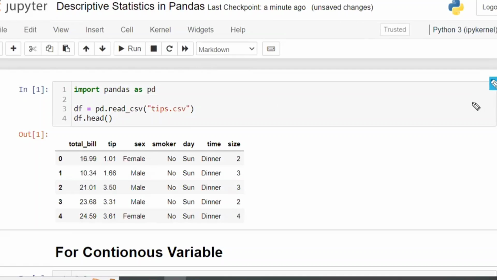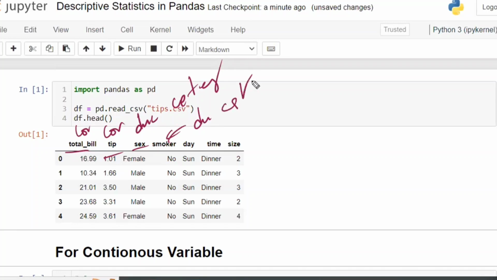So it is cross-sectional data, out of which this total bill, what type of variable is this one? Continuous or discrete? It is continuous. This one? Continuous. This one? Discrete categorical. This one? Again, discrete categorical. This one? Discrete categorical. This one? Discrete categorical. This one is also discrete count, where it is counting. This is a count variable, but it is also a discrete variable.